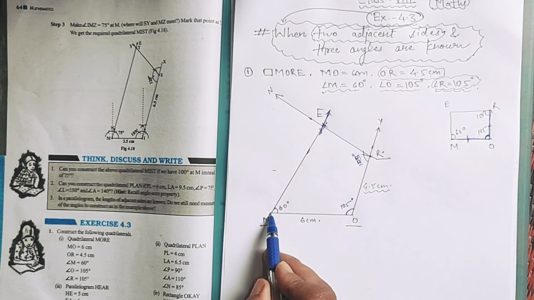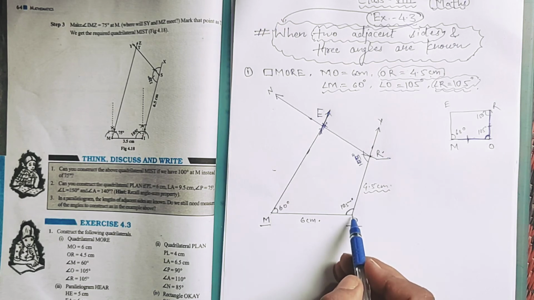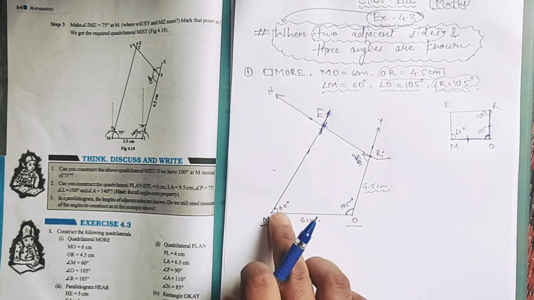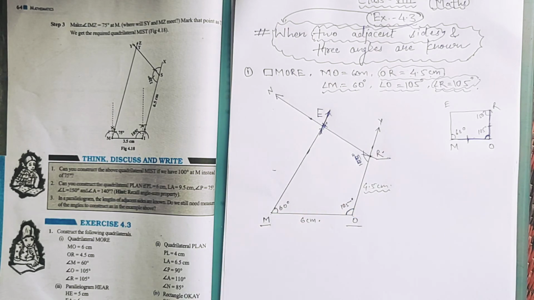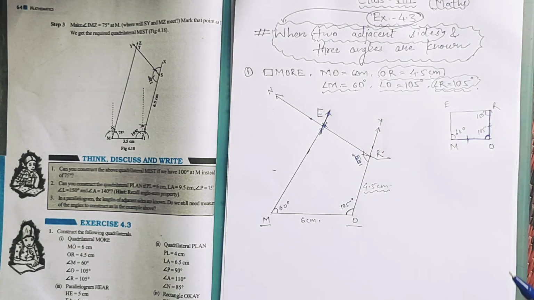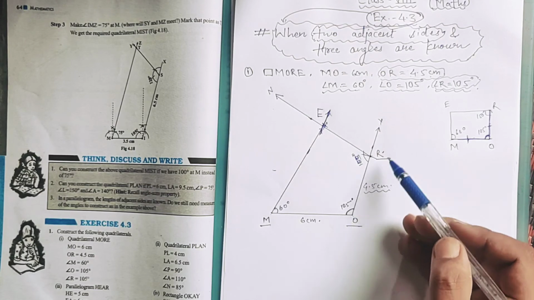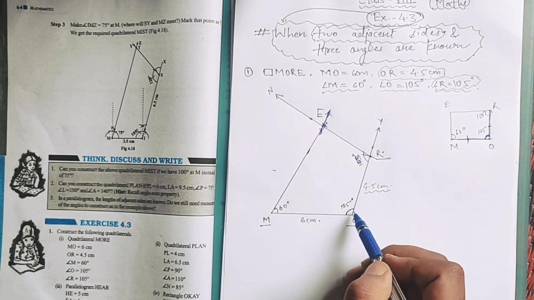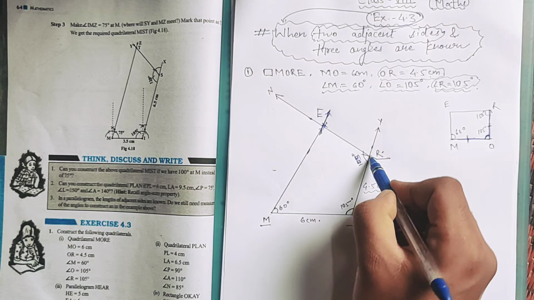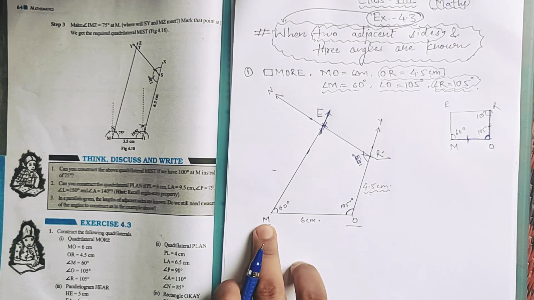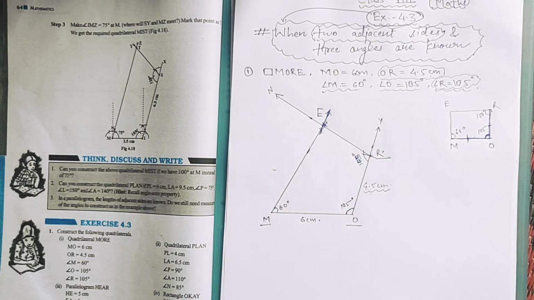So from M with the help of a scale construct an angle of 60 degree, and at point O with the help of a protractor make an angle of 105 degree. These two things we have done in the second step. Now in the third step we have one side, OR equal to 4.5 centimeter, given. So from point O make an arc of 4.5 centimeter on ray OY to get OR equal to 4.5 centimeter, and we get the point R there. That means we got 3 points, M, O and R, in the third step.